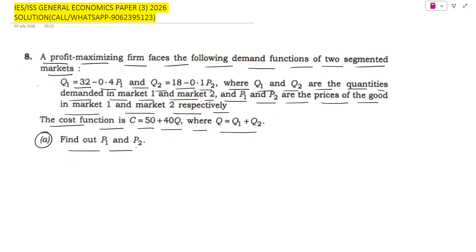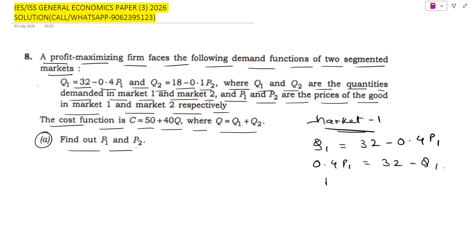So we first express the price as a function of the quantity. First, market 1. Given Q1 equals 32 minus 0.4 P1, rearranging, we get 0.4 P1 equals 32 minus Q1. So P1 equals (32 minus Q1) by 0.4, which is 80 minus 2.5 Q1.